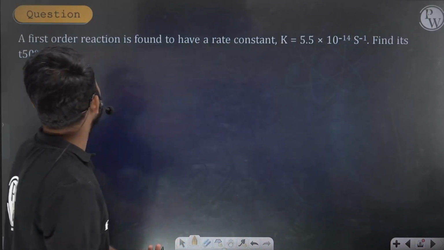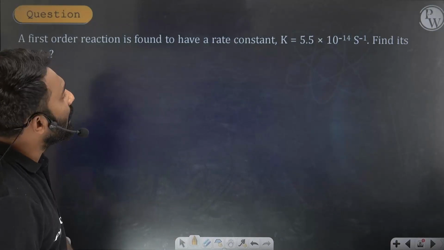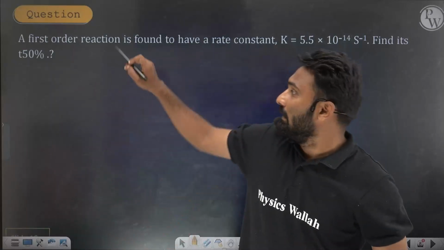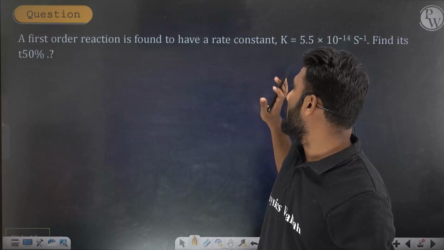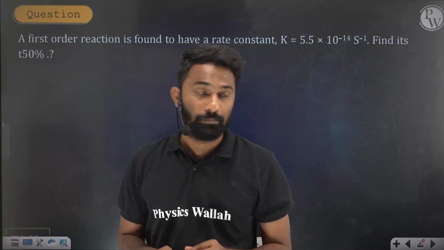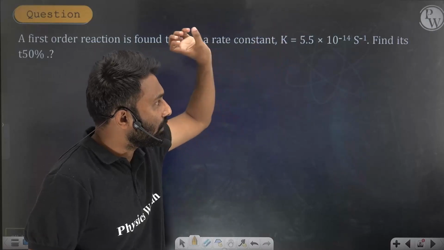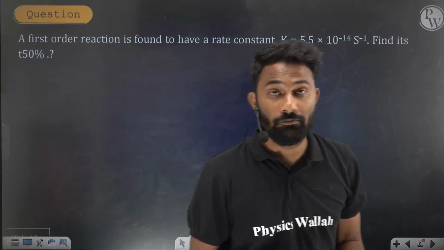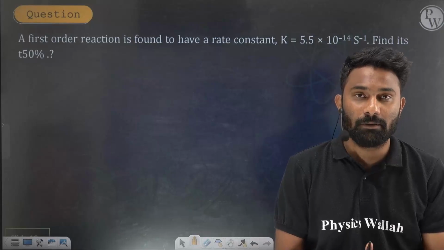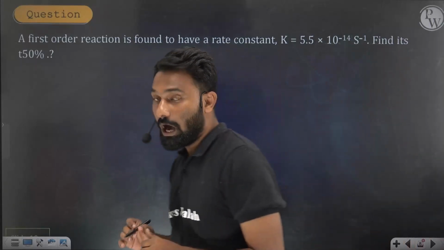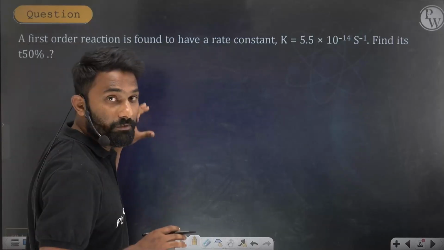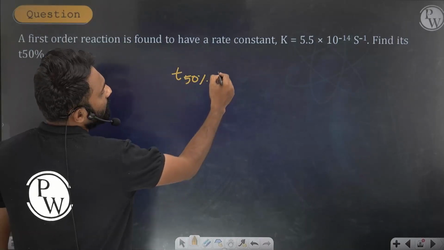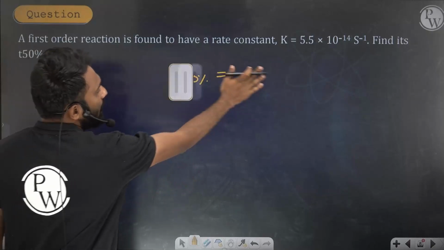Next. A first order reaction is found to have rate constant k. Find its t50 percent. The rate constant k is 5.5 into 10 to the power minus 14 second inverse. Find its t50 percent. They are asking to find its t50 percent. Now how to find out the t50 percent? What is the t50 percent formula? The t50 percent of the first order reaction, or else look here.